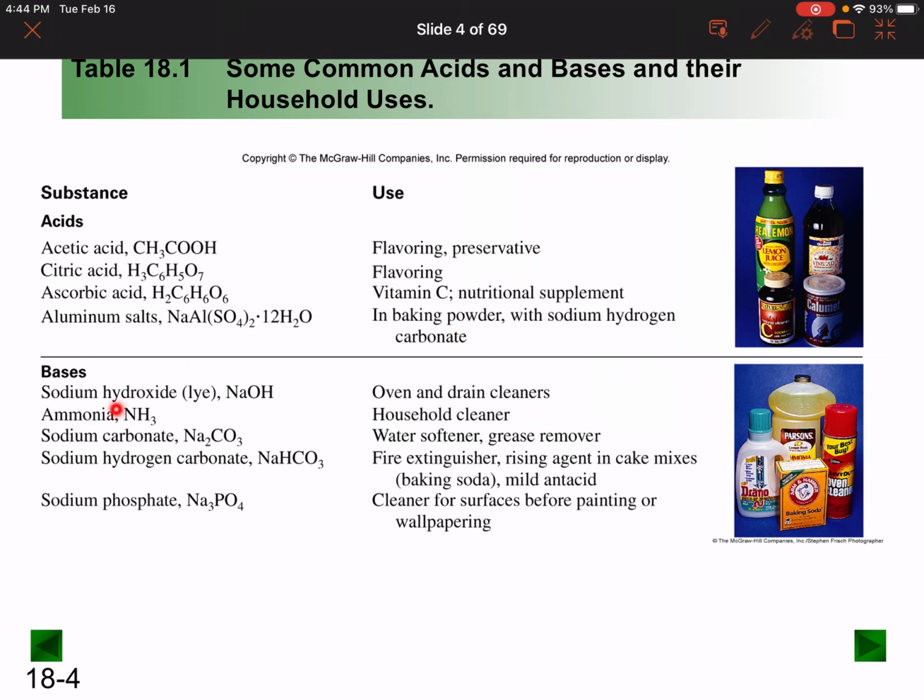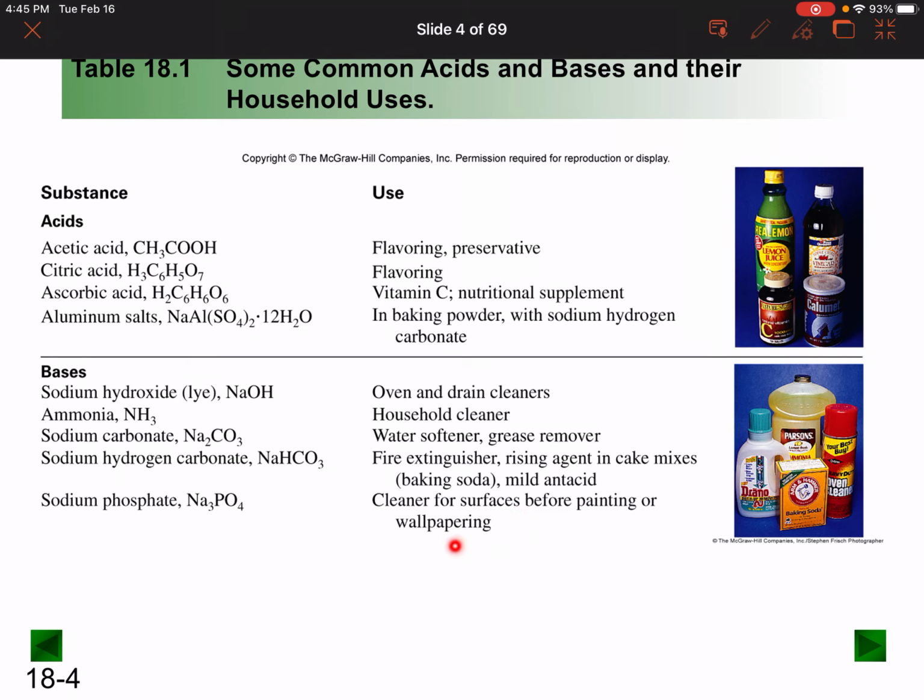And some bases are sodium hydroxide. Sodium hydroxide, you find in oven and drain cleaners. And then ammonia, the formula NH3, it's a household cleaner. And sodium carbonate, Na2CO3, which is a water softener, grease remover. And sodium hydrogen carbonate or sodium bicarbonate, you find in baking soda, a fire extinguisher, rising agent in cake mixtures, and also it's a mild antacid. And sodium phosphate, which is again a cleaner for surfaces before painting or wallpapering.